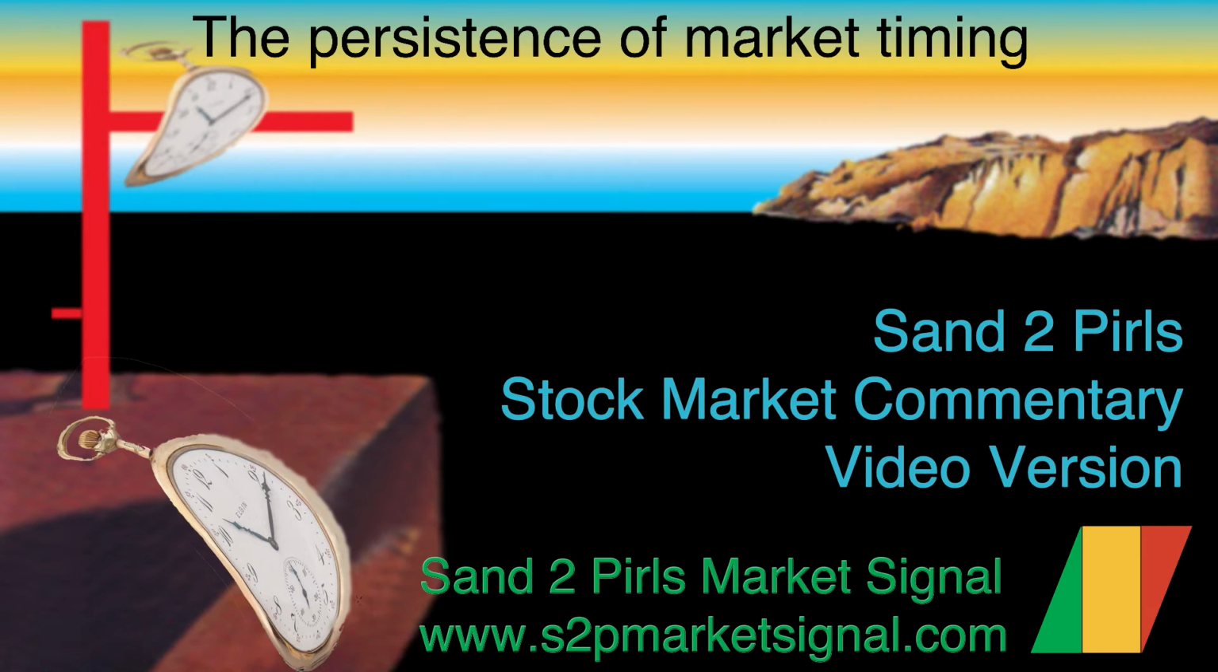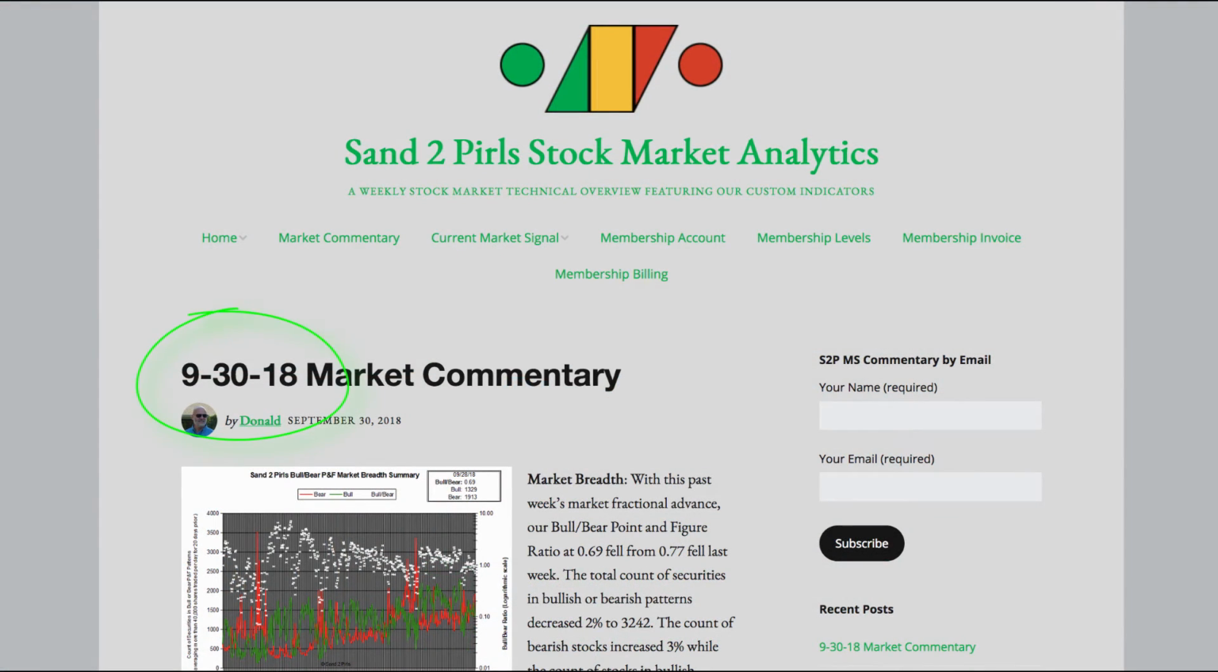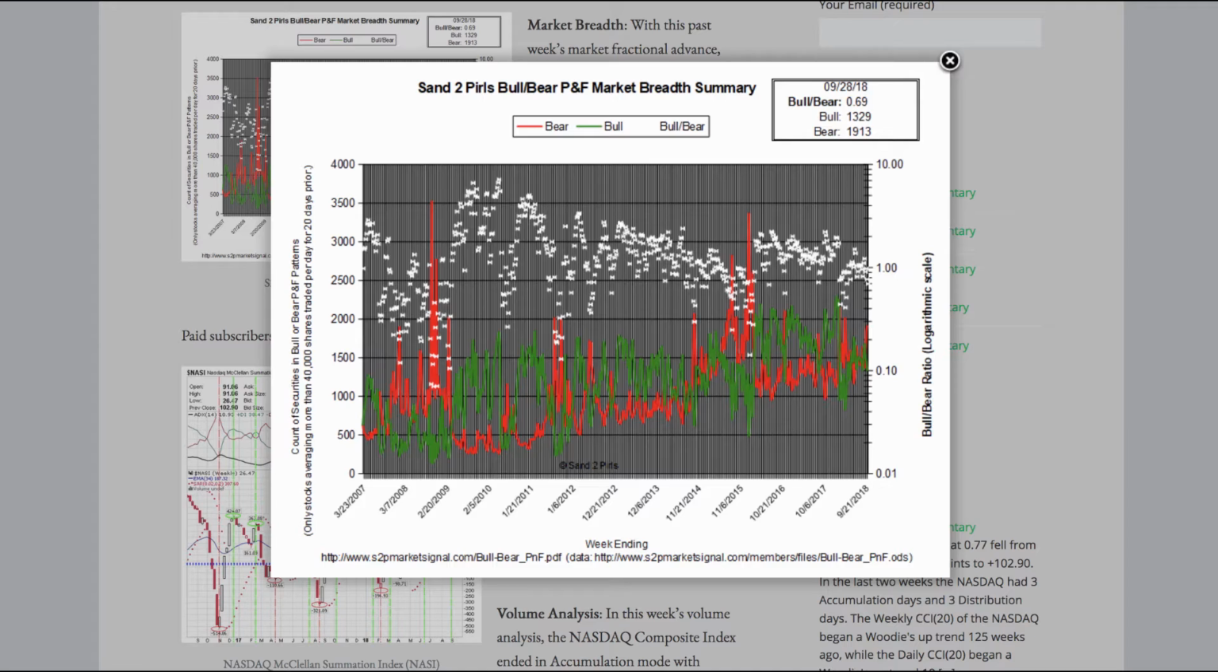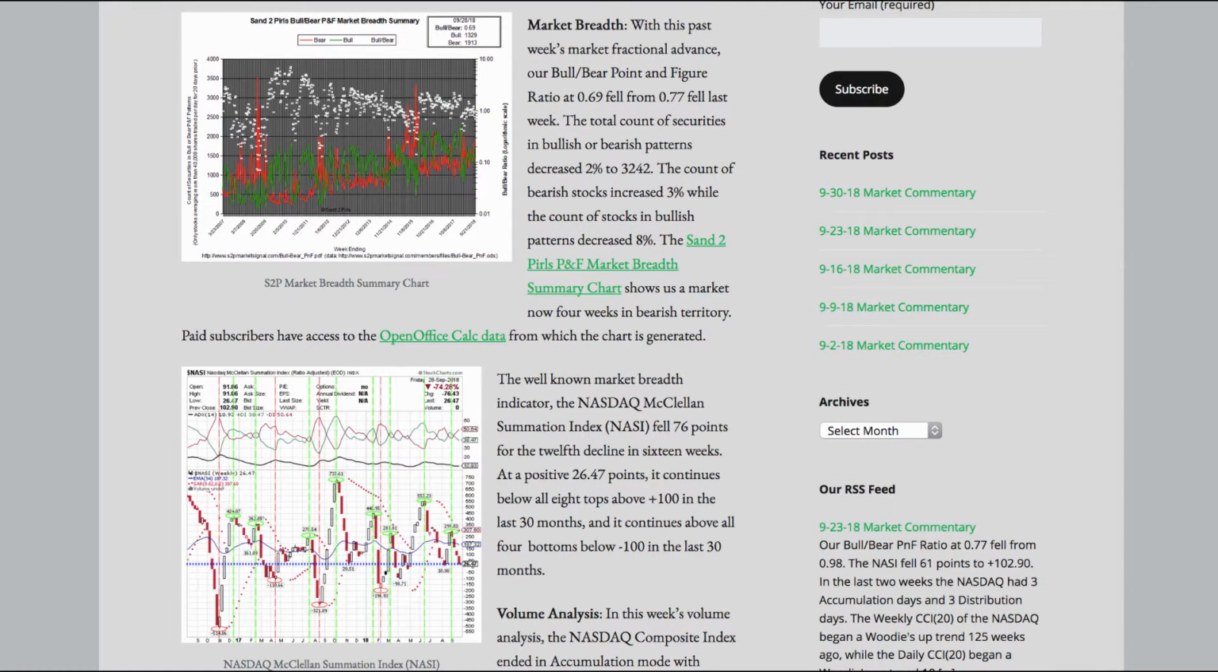Point and figure market breadth summary chart for September 30th, 2018. Market breadth. With this past week's market fractional advance, our bull-bear point and figure ratio at 0.69 fell from 0.77 last week. The total count of securities in bullish or bearish patterns decreased 2% to 3,242. The count of bearish stocks increased 3%, while the count of stocks in bullish patterns decreased 8%. The Pirls P&F market breadth summary chart shows us a market now 4 weeks in bearish territory.